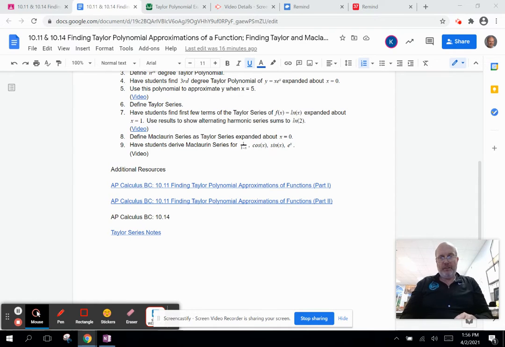But what's really neat about this is we can write all of these functions. We've already seen that 1 over 1 minus x is equal to the geometric series 1 plus x plus x squared and so on and so forth. We've already seen that, but we're going to show you another way to get it using this Maclaurin series.